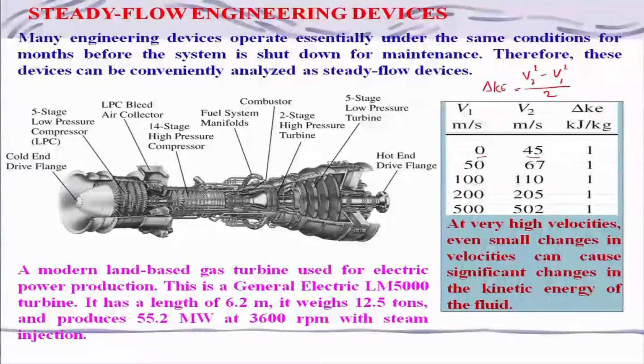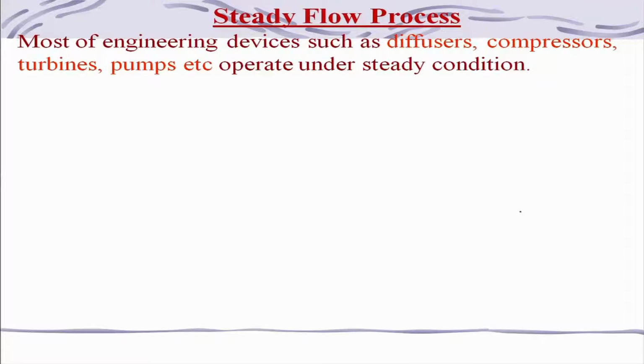So, we will also be making a lot of assumptions on how, where, and when we can neglect the potential energy term, the change in potential energy, the work done by the system, and then heat interactions also. Let us consider a steady flow process. As I told, most engineering devices such as diffusers, compressors, turbines, pumps, etc., operate under steady state conditions. We can assume that without much difficulty.